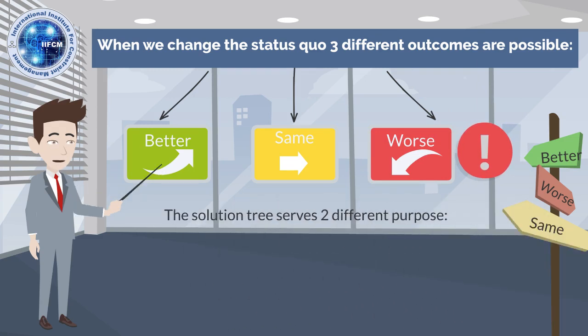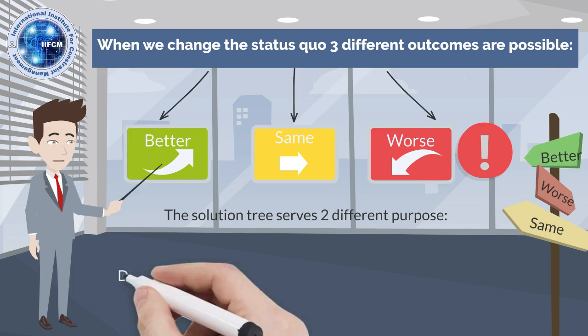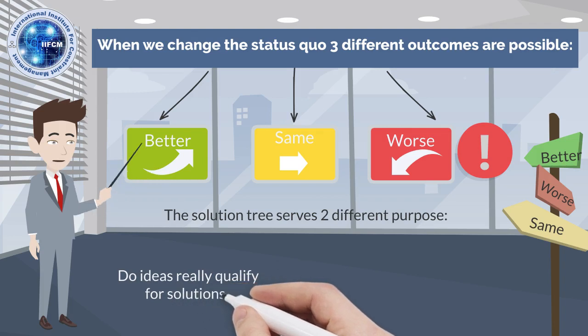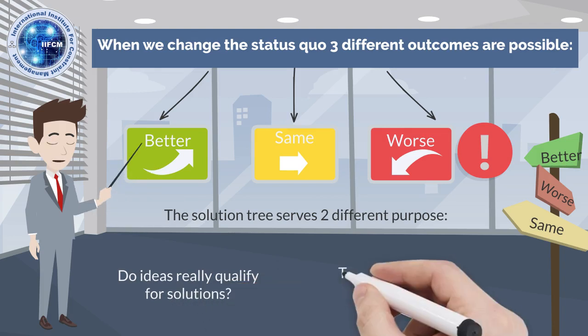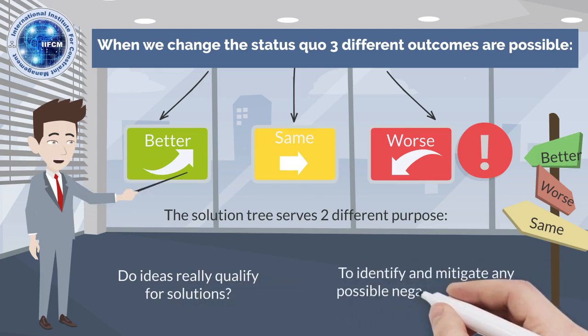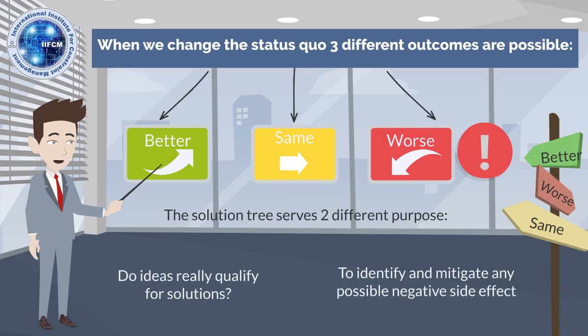The solution tree serves two crucial purposes. First, it allows us to verify if an action we are planning to take will in fact produce the results we desire. In other words, it helps us to test if ideas do really qualify for solutions. Second, it allows us to identify any possible negative side effects which our action might cause. And at the same time, the solution tree enables us to mitigate these negative side effects.